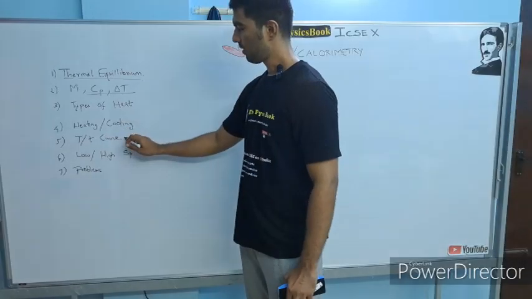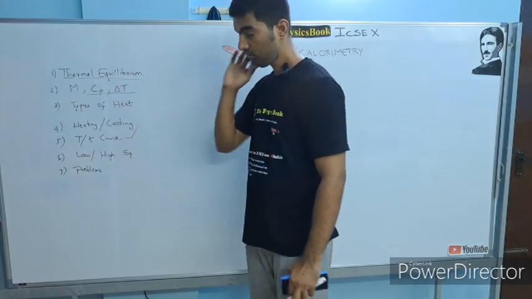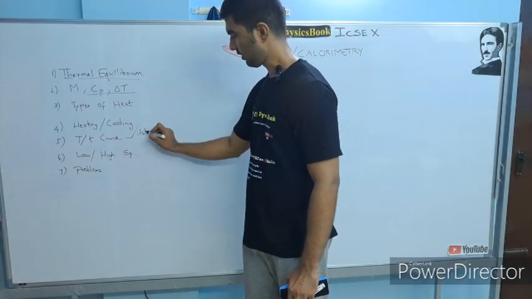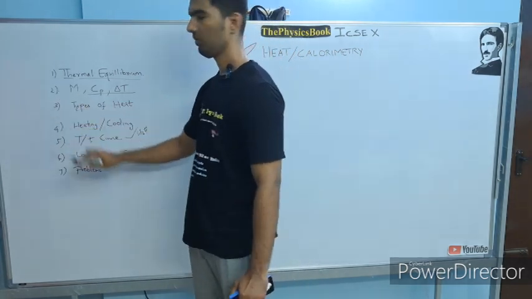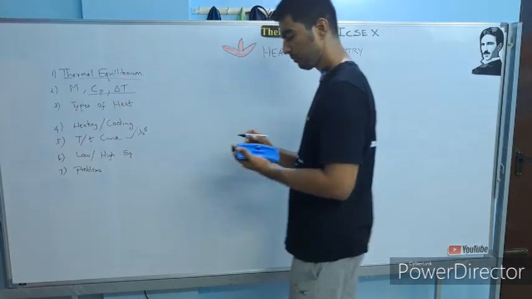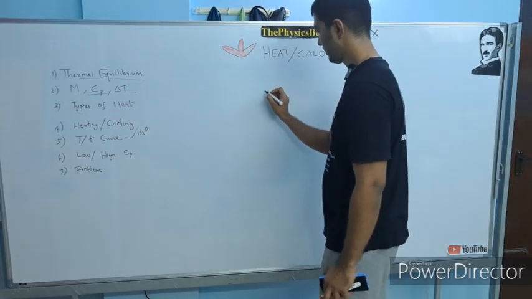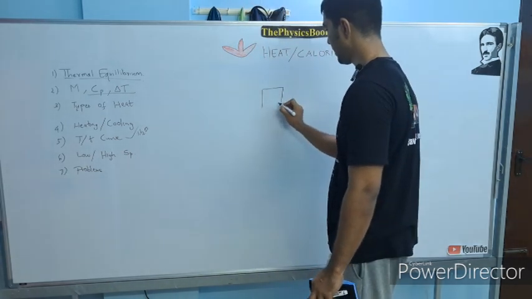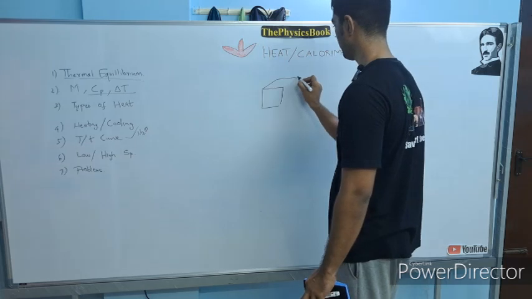So now we understood something about the temperature-time curve, particularly for water. We have seen this for water as an example. So now we are entering into the exact topic of what is MCP delta T. To understand this, let's again go with a simple example.